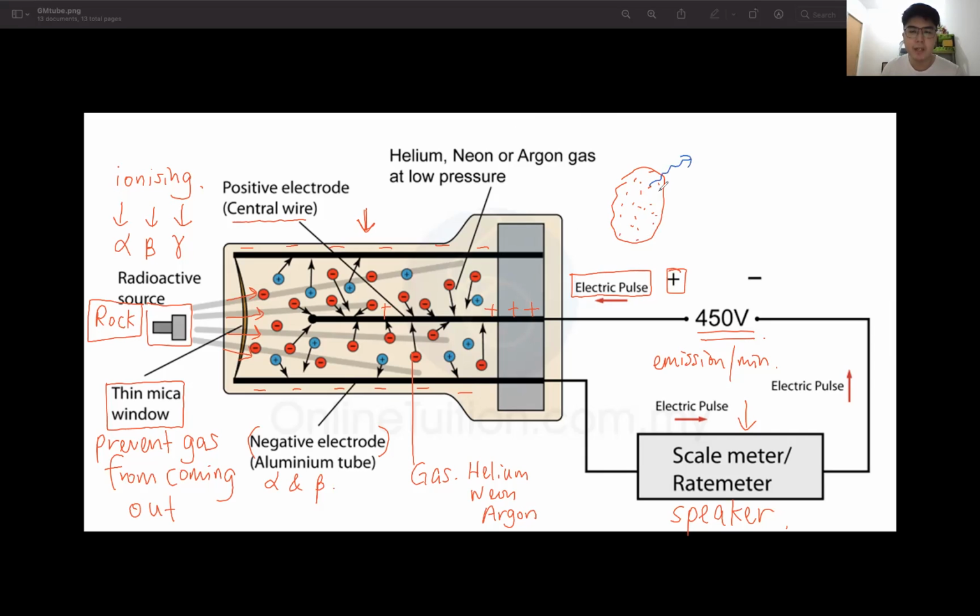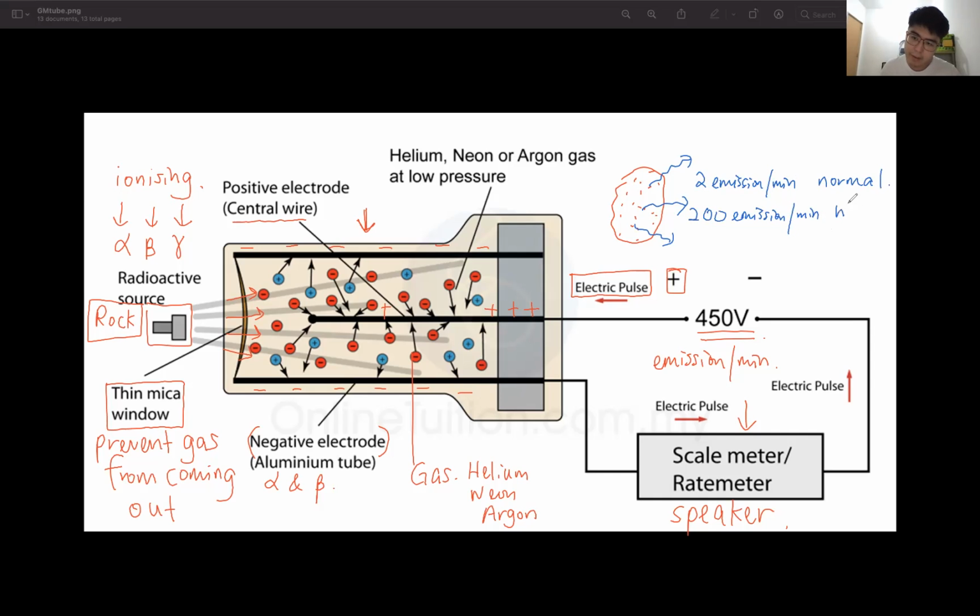They can give out radiation, like this. But the radiation is not that high. It's about 2 emissions per minute. That is considered normal for rock. 2 or 3 emissions per minute. So if you point it to a rock containing a radioactive mineral, you will hear the sound as well. If you're talking about something like 200 emissions per minute, that is considered very high already.